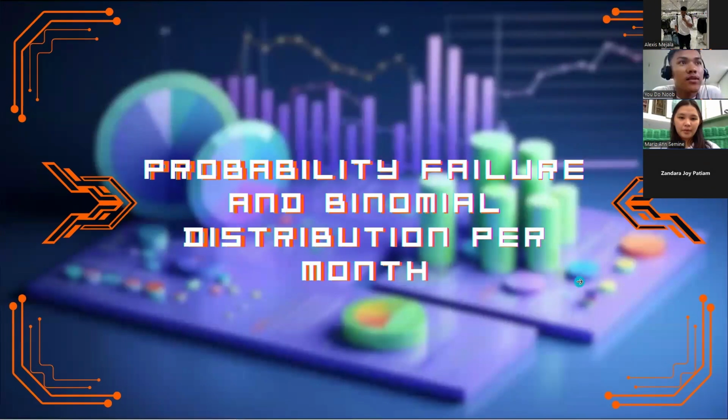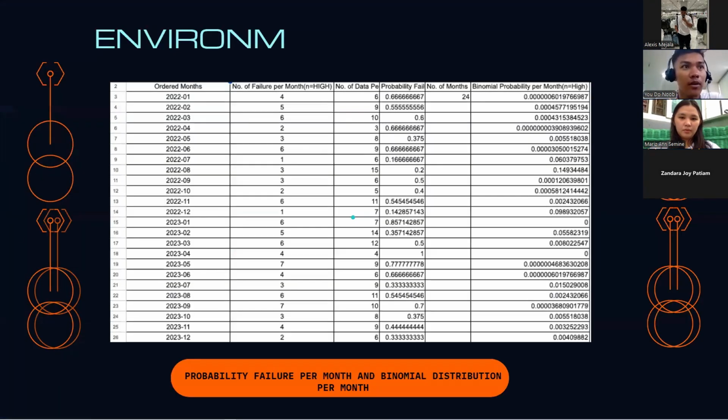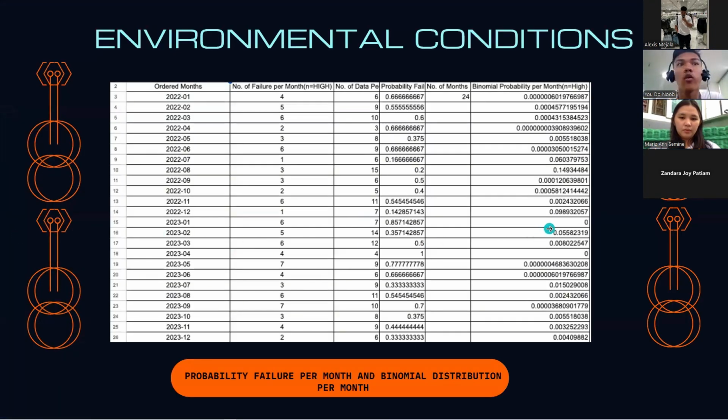Let's discuss the probability of failure and the binomial distribution per month of the following 3 factors. Now, for environmental conditions, these are all the data in ordered months. We can see from the 4th and 6th columns the probability of failure per month and the binomial distribution per month. Let's understand their relationship through tables and graphs.